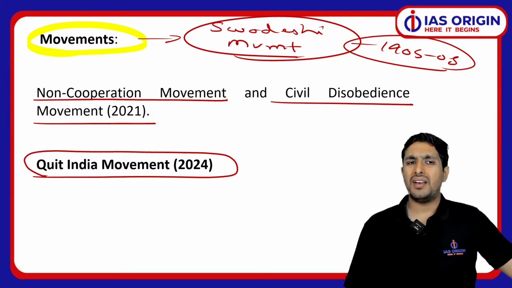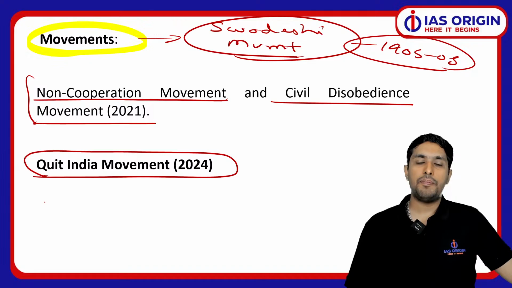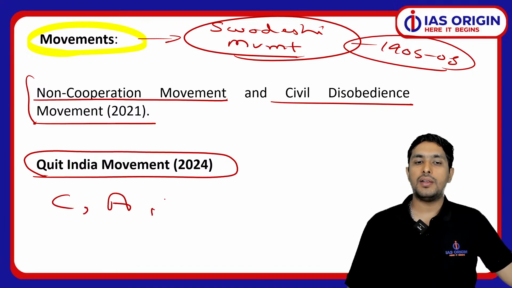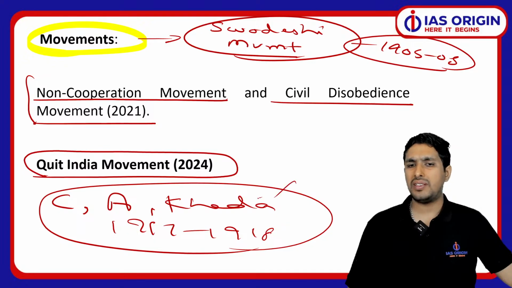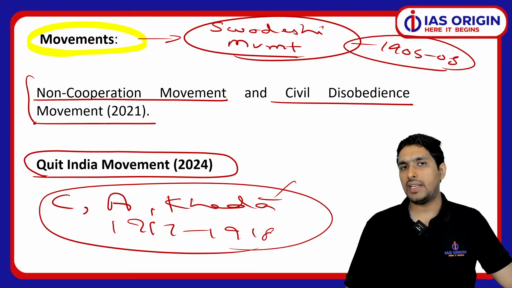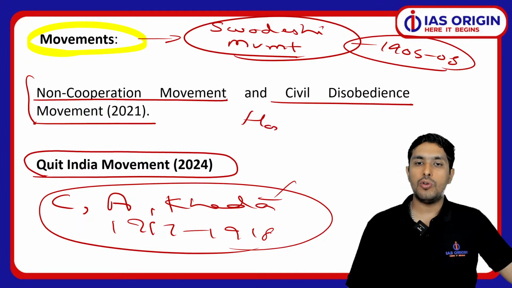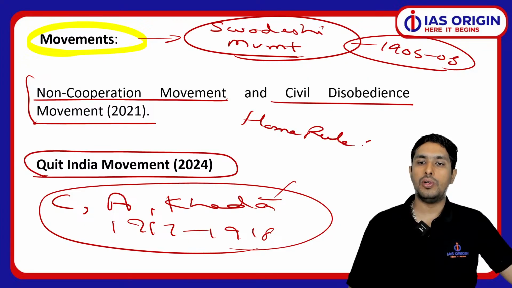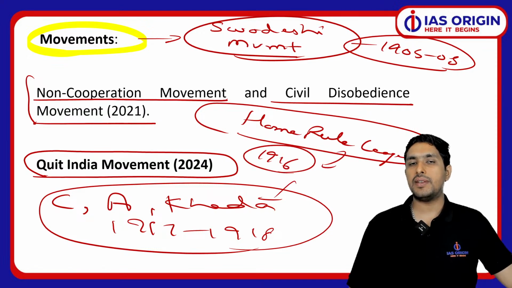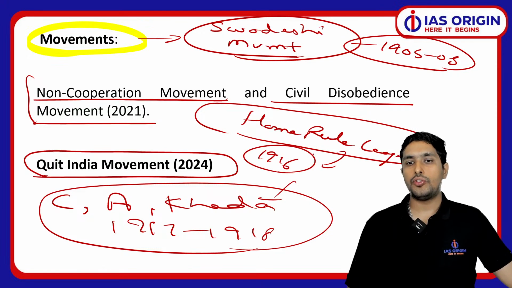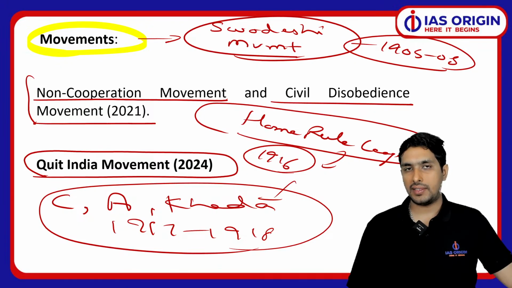Then amongst that, you should have a basic idea about Champaran, Ahmedabad, Kheda. Back in 1917, 1918, Gandhiji was involved. These were localized, but what was the significance of that? You should read about the Home Rule Leagues, which were very prominent around 1916 by Annie Besant and Bal Gangadhar Tilak. You should know about that. You should know about the Rowlatt Satyagraha.